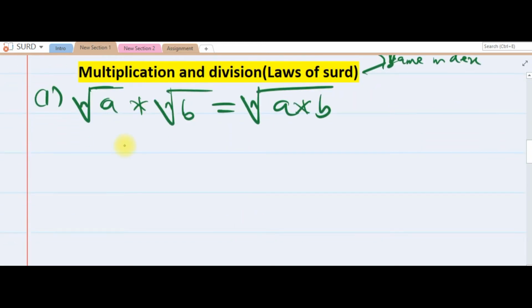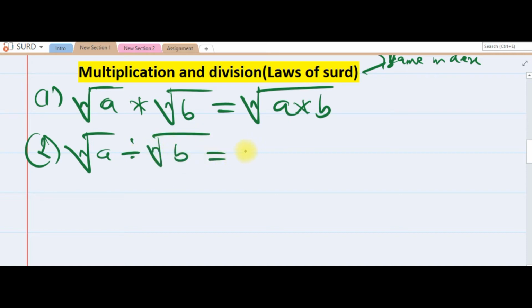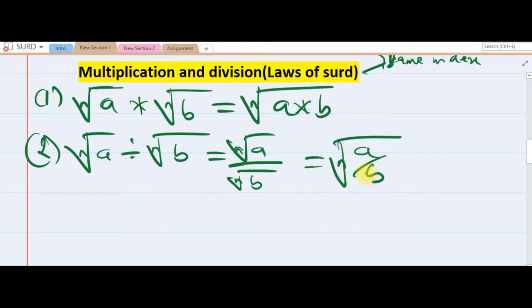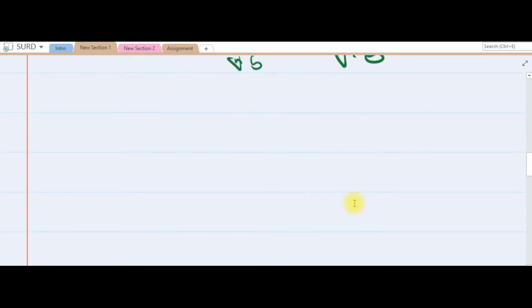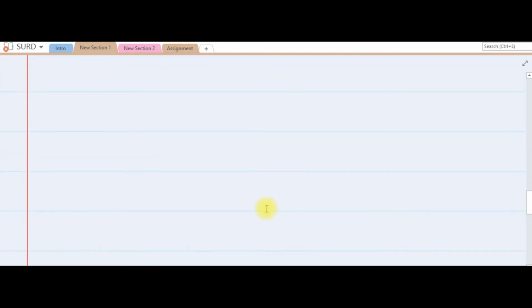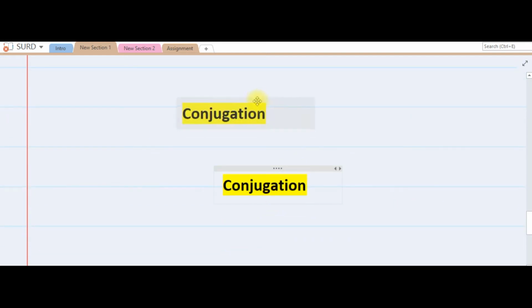The second law is on division. If you have a surd like this divided by another surd of this kind, we can write it as the same thing as this. You just bring the two together under one index and divide, this one the numerator, this one the denominator. So that's the multiplication and division law. The next one is conjugation.